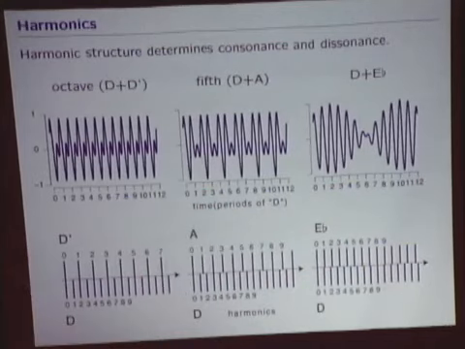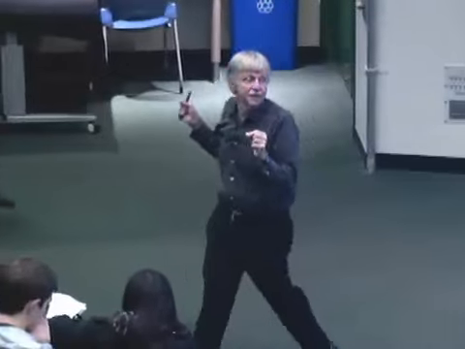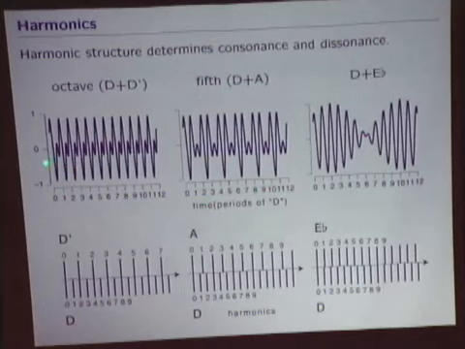So what I want you to do is hear the difference between those six sounds, and again, think about not only the time waveform, but also how their harmonics relate.